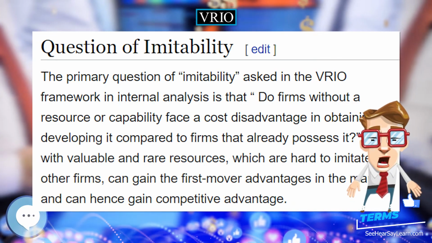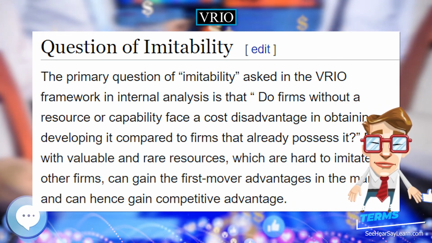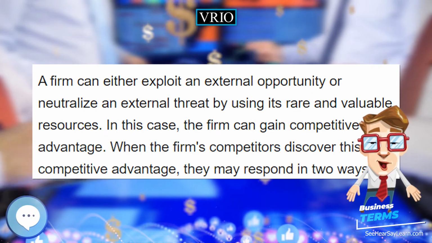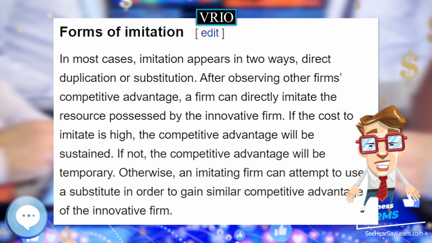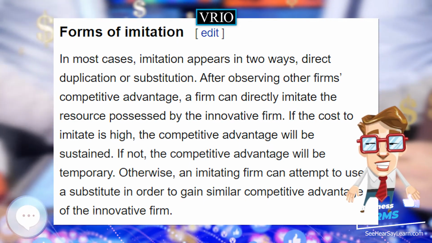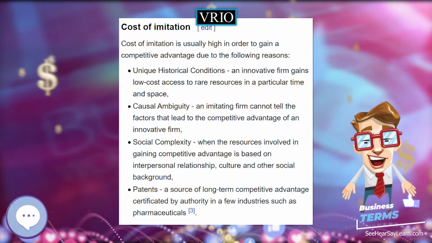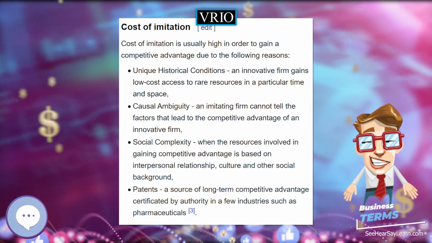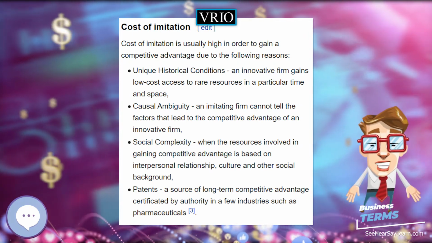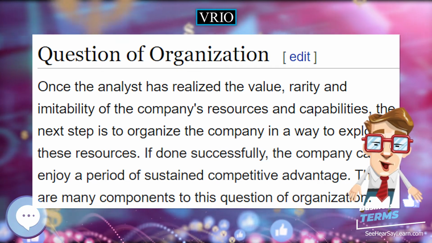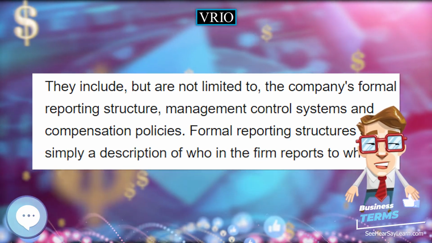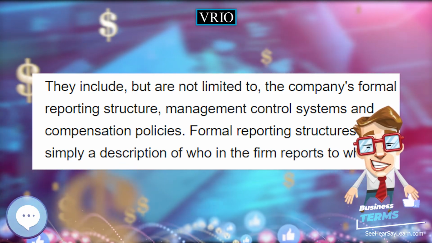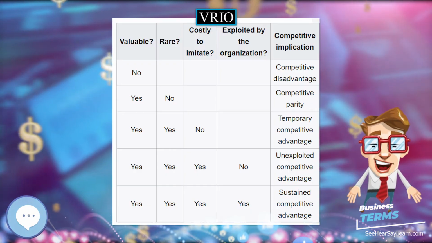Barney and Hesterly, 2011. Question of imitability. The primary question of imitability asked in the VRIO framework in internal analysis is: do firms without a resource or capability face a cost disadvantage in obtaining or developing it compared to firms that already possess it? Firms with valuable and rare resources, which are hard to imitate by other firms, can gain first mover advantages in the market and can hence gain competitive advantage.